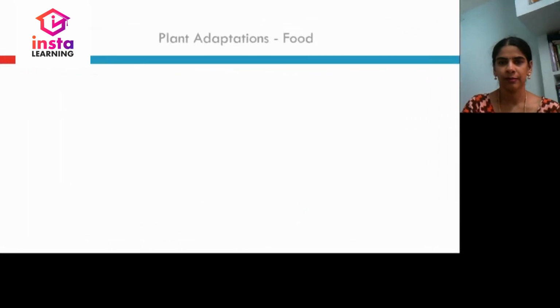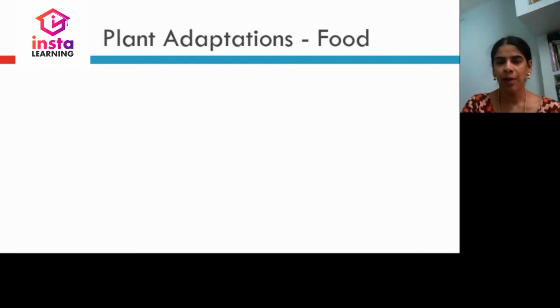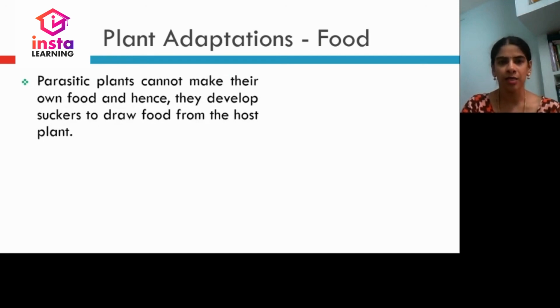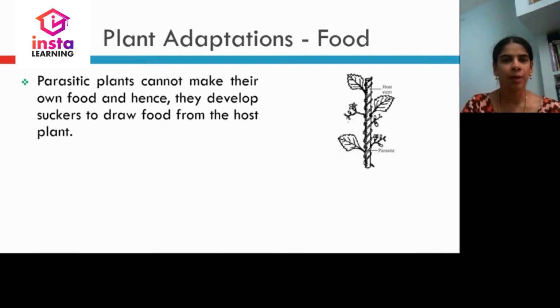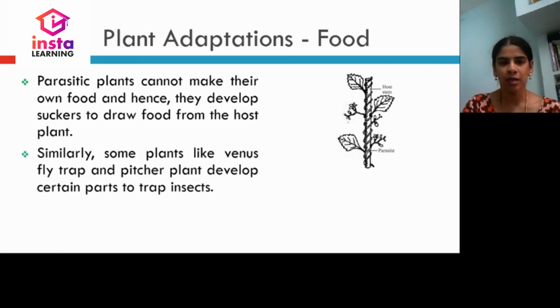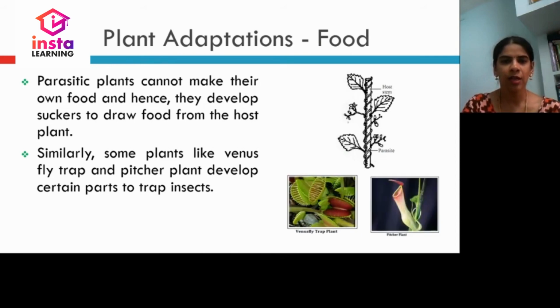Let us learn plant adaptations for food. Parasitic plants cannot make their own food, and hence they develop roots to draw food from the host plant. Similarly, plants like Venus flytrap and pitcher plant develop certain parts to trap insects. They eat these insects for nitrogenous food.